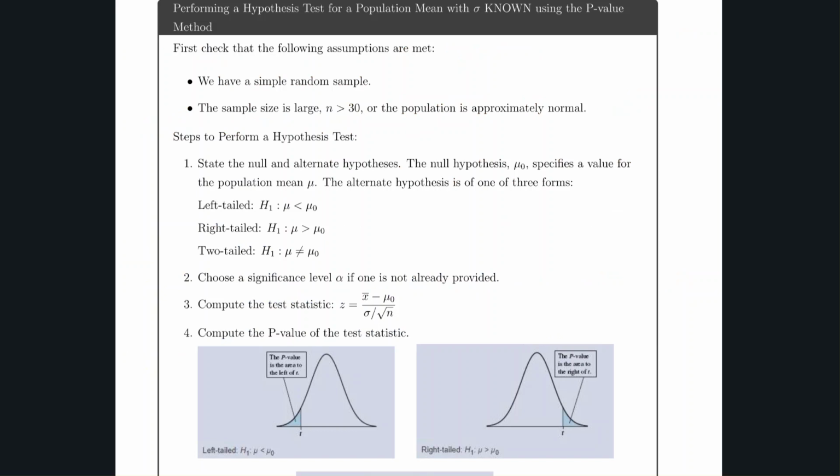So in this next page, we go over the steps to perform a hypothesis test for a population mean with sigma known using the p-value method. First, you quickly check that the assumptions are met. Do we have a simple random sample? Is the sample size large, i.e. greater than 30, or normally distributed? And if both of those are met, then we continue on to the steps to go through our hypothesis test. Let's go to that section.